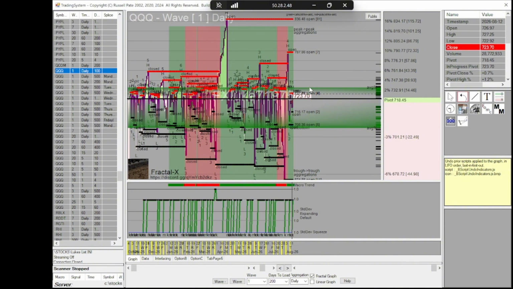And the number next to an open state tells you how many aggregations it has been open for. So like right here, this is 7. That means that this has been open for 7 trading days. Up here is 81. This open state has been open for 81 trading days.